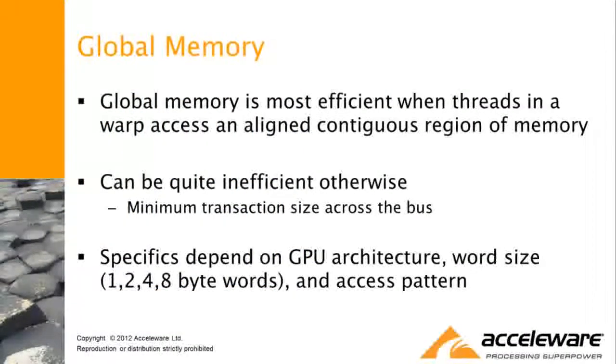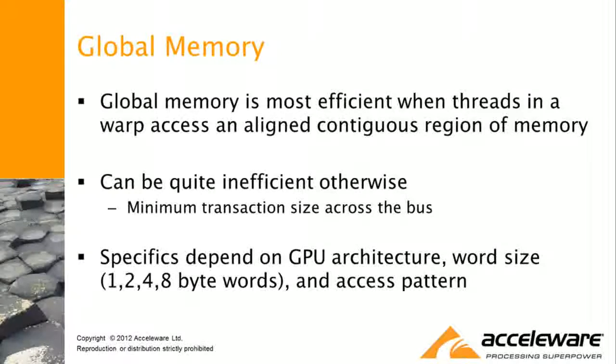Global memory is most efficient when the threads access adjacent elements in memory, okay? Or a contiguous aligned region of memory. That's when you get the best performance. Because what ends up happening is the GPU is going to bring in a block of data. And if each thread is using every element of that block, you have full memory efficiency. You're using one element for every element you're bringing in.